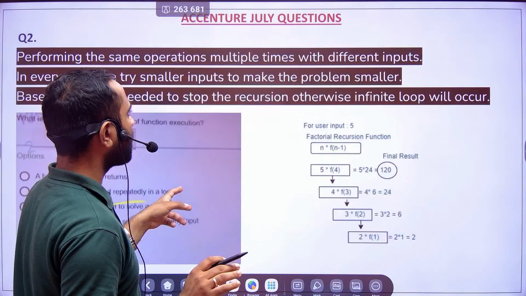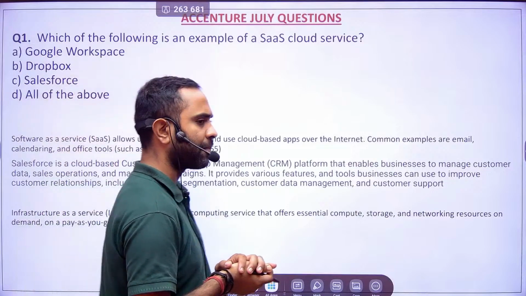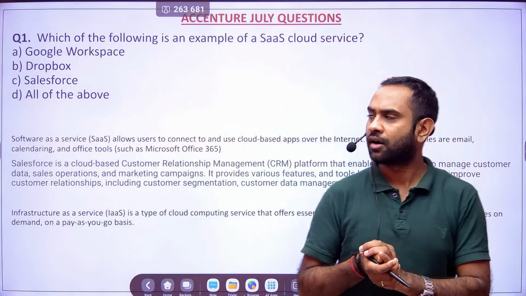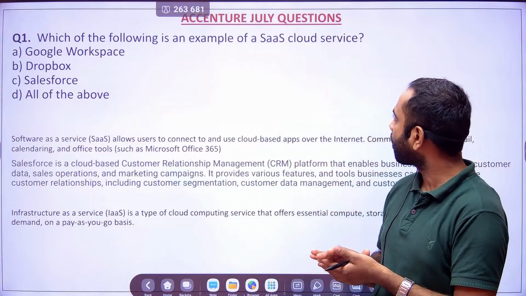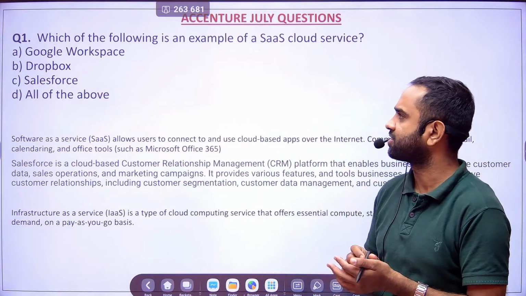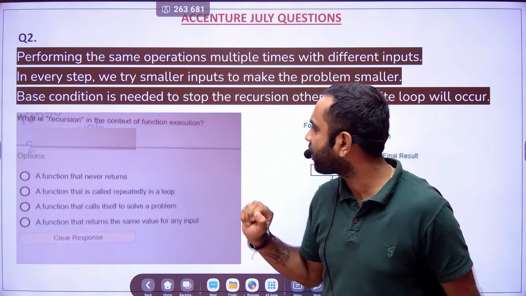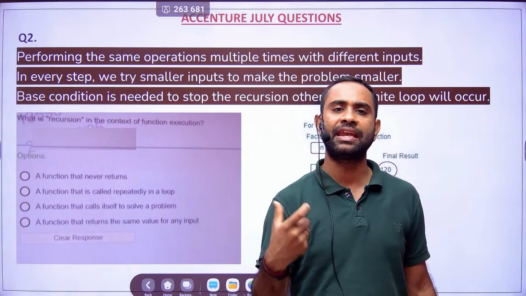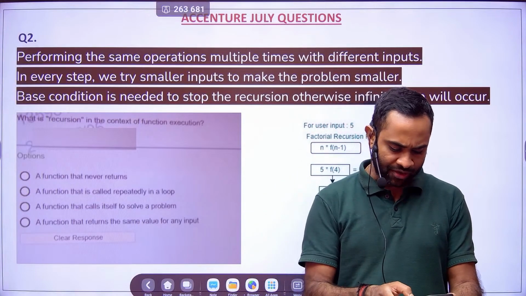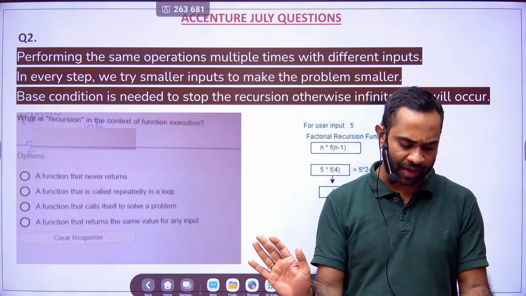Now, question number 1, which is a very famous question nowadays. Which of the following is an example of SaaS cloud services? Now, a context of a function execution. So, what is basically a recursion in a function? Can you tell me the answer? Everybody will definitely know this.